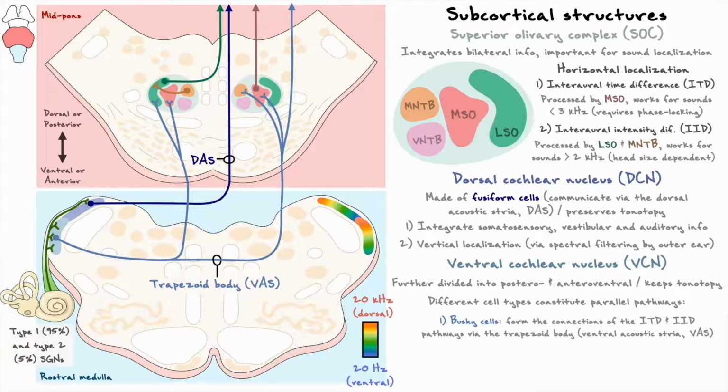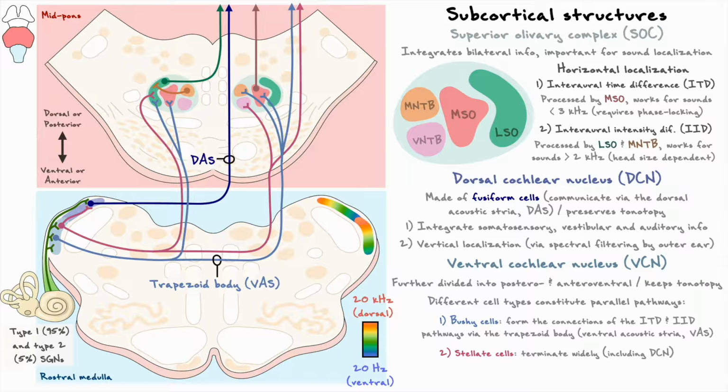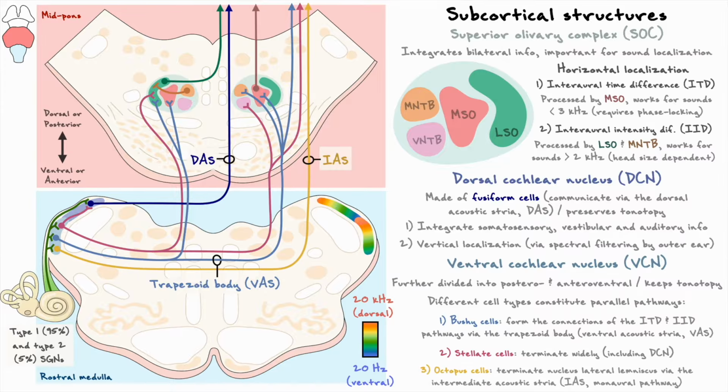Now, in addition to bushy cells, the VCN is also made of stellate cells, which terminate widely around the region, including the dorsal nucleus. Finally, the VCN is made out of octopus cells that terminate on the contralateral nucleus of the lateral lemniscus. The projections from the octopus cells make the intermediate acoustic stria, or IAS, and since they don't integrate bilateral information, the IAS is also referred to as a monoaural pathway.